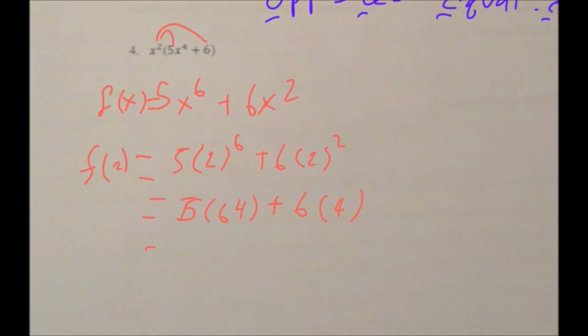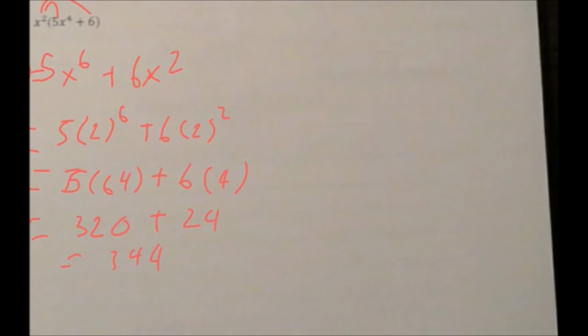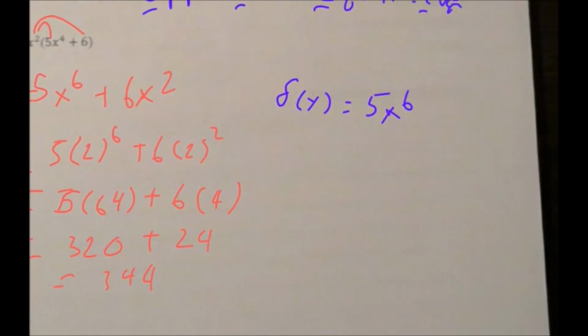5 times 64 equals 320. And 6 times 4 is 24. And that equals 344. Again, we distributed the x squared, so we ended up with f of x equals 5x to the 6th plus 6x squared.